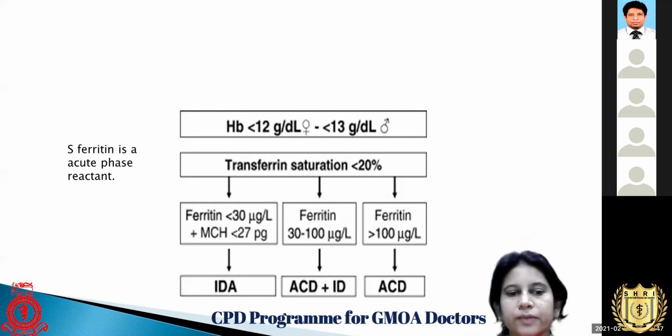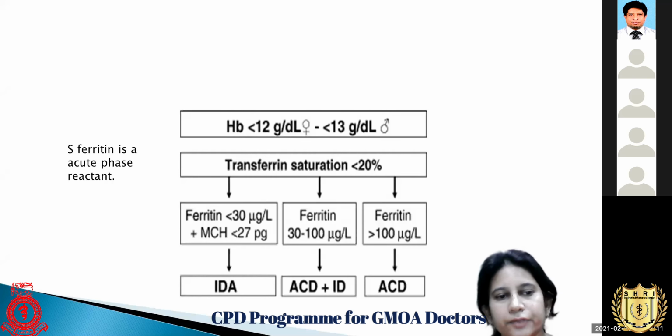If it is less than 20, you perform serum ferritin. If serum ferritin is low, below 30, and MCV low, then your diagnosis is confirmed as iron deficiency anemia. Then you go on this line, serum ferritin, if it is more than 100, you have to treat as ACD. In between, serum ferritin 30 to 100, you are dealing with a combination of ACD plus iron deficiency.